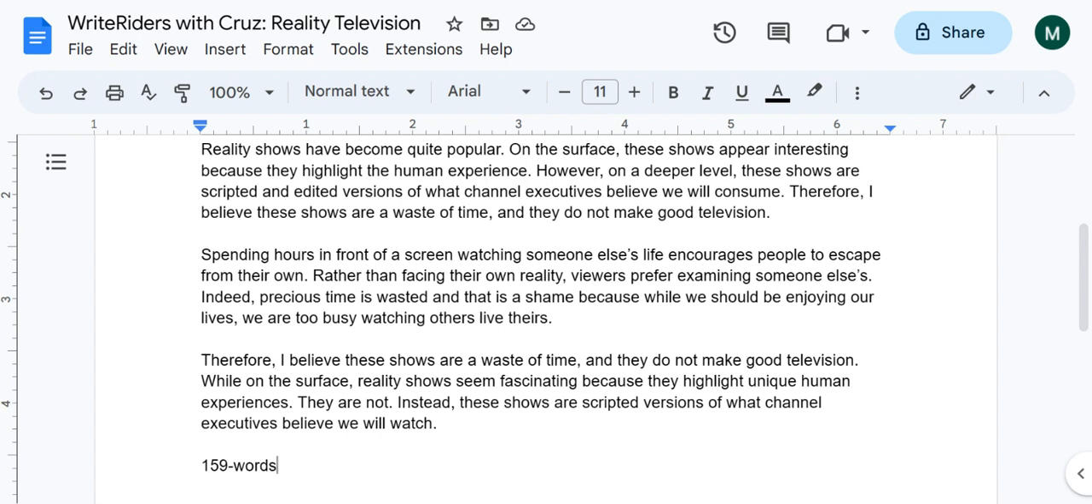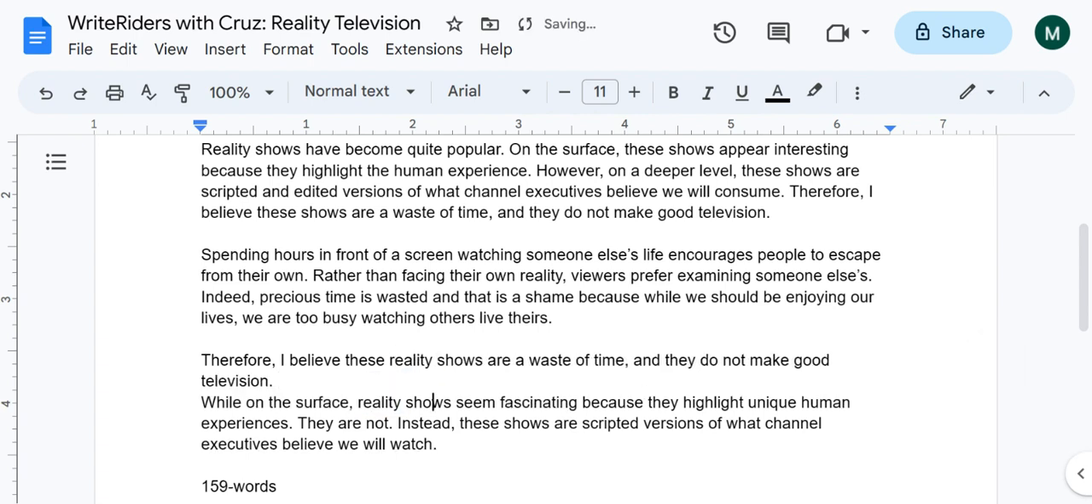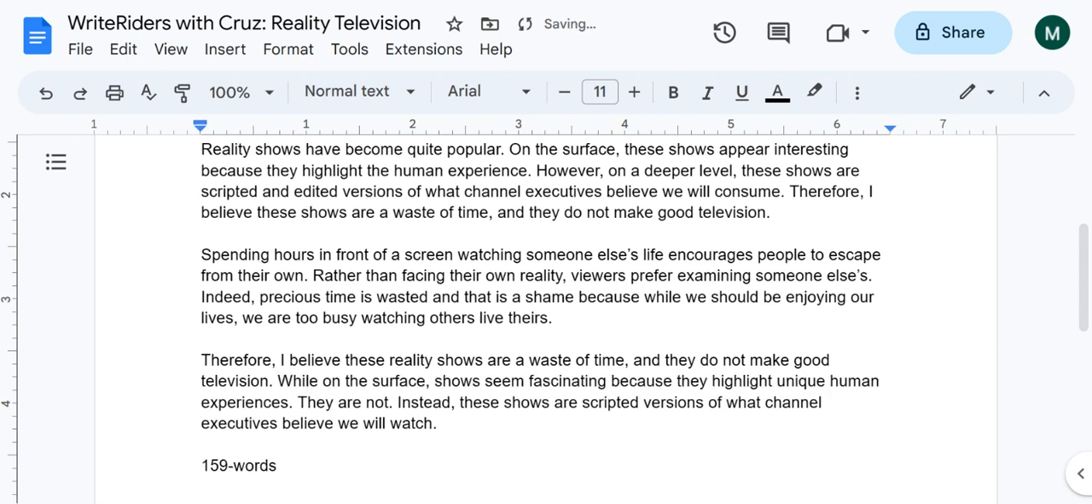Therefore, I believe these shows are a waste of time, and they do not make good television. While on the surface, reality shows seem fascinating because they highlight unique human experiences, they are not. Instead, these shows are scripted versions of what channel executives believe we will watch. Okay, not too bad, right, writers? I think if I had to make a decision, I would add reality shows up here and then take out the reality shows down there, just to remind the reader that our topic is reality shows. That would just be a quick edit that I would make, to allow for flow.